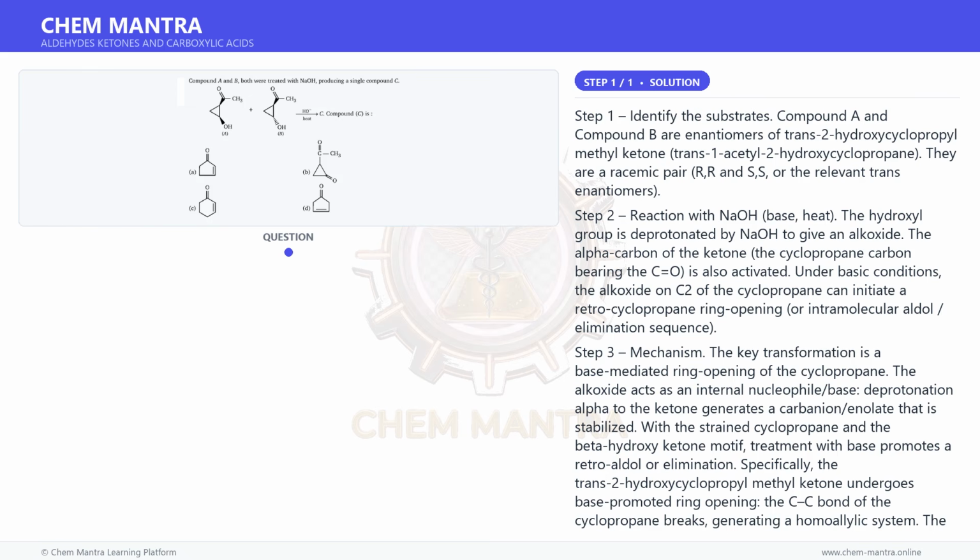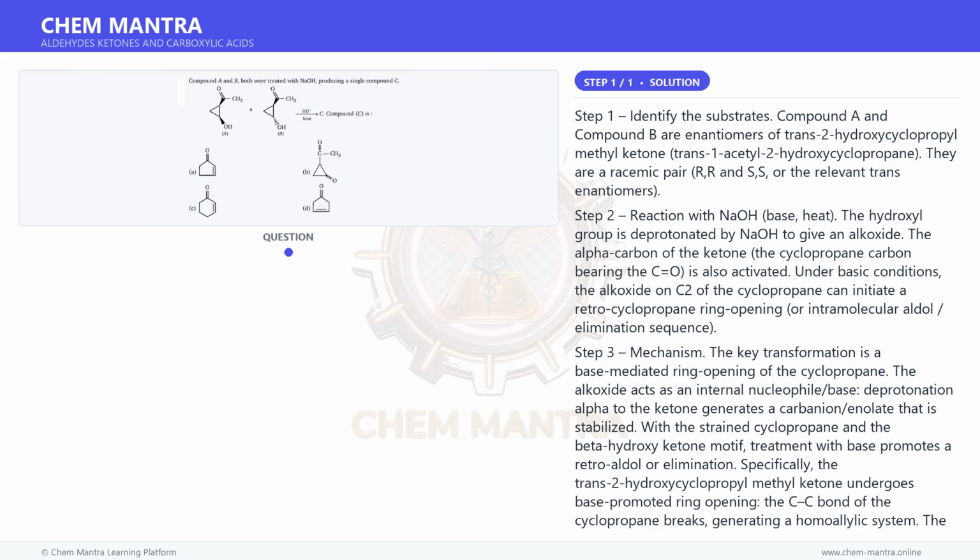Step 4. Product identification. Since both A and B are enantiomers, a racemic mixture, they must give the same achiral product. The ring opening of the cyclopropane beta-hydroxy ketone and subsequent aldol condensation and dehydration under heat yields cyclopent-2-en-1-one, a cyclopentenone. This is a symmetrical, achiral product, consistent with both enantiomers giving a single compound C. The molecular formula of the starting material is C5H8O2, and loss of water gives C5H6O, which matches the cyclopentenone.